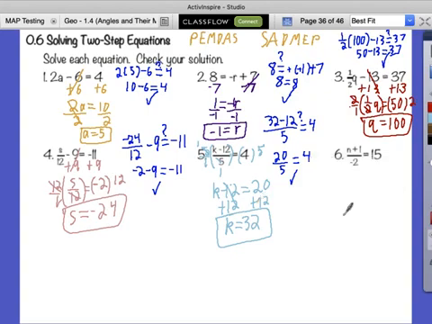Is number 6 more similar to 5 or to 4? 5. Why is that? Yeah, the variable is there and it's all being divided, right? Okay, so go ahead and do number 6, knowing it's more similar to 5 than to 4. If you have questions, raise your hand.